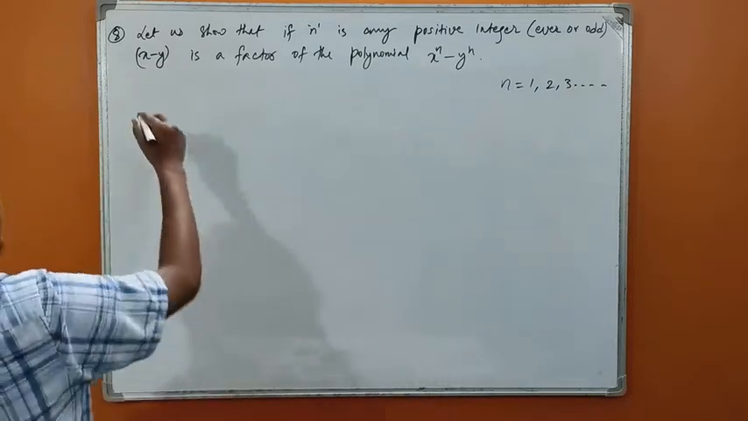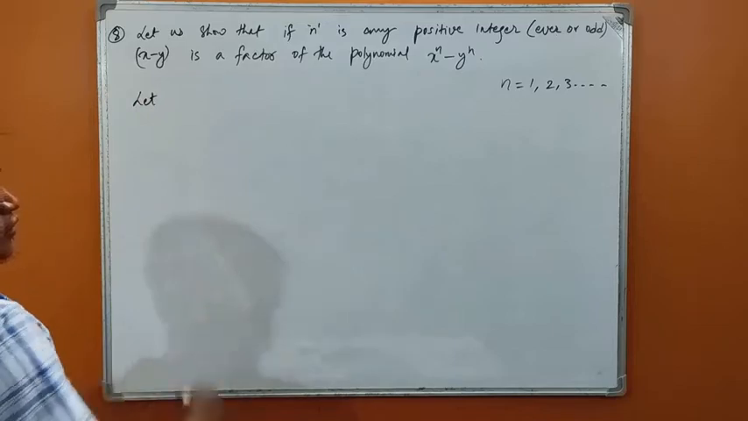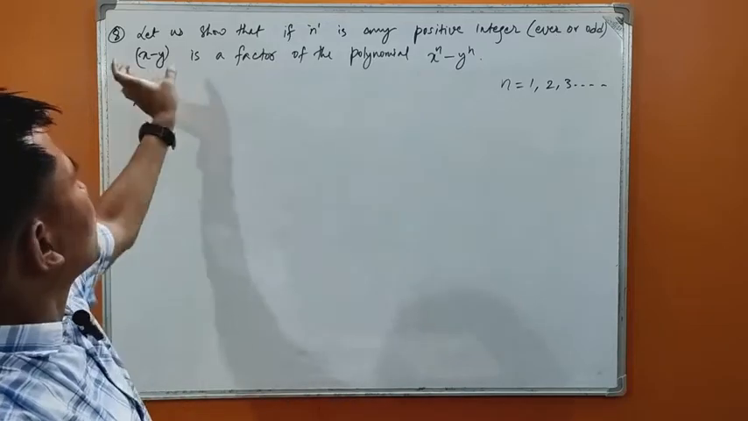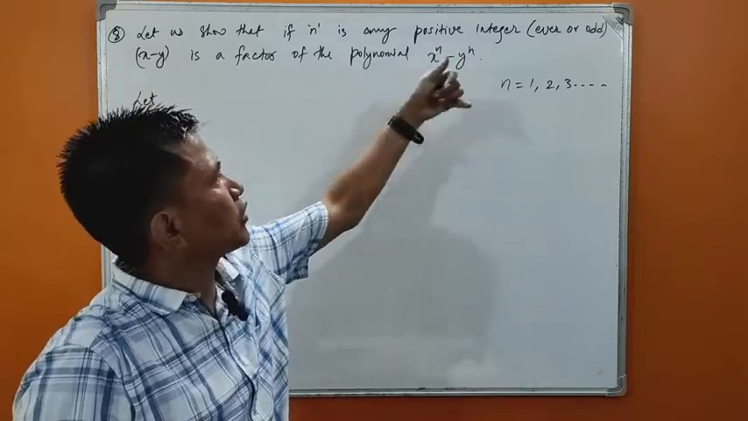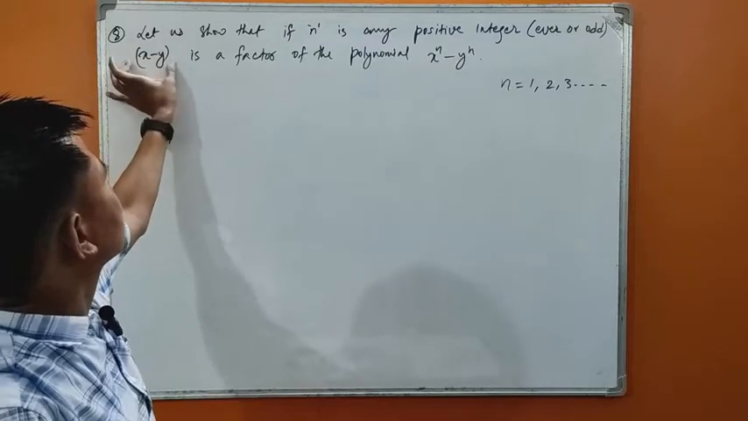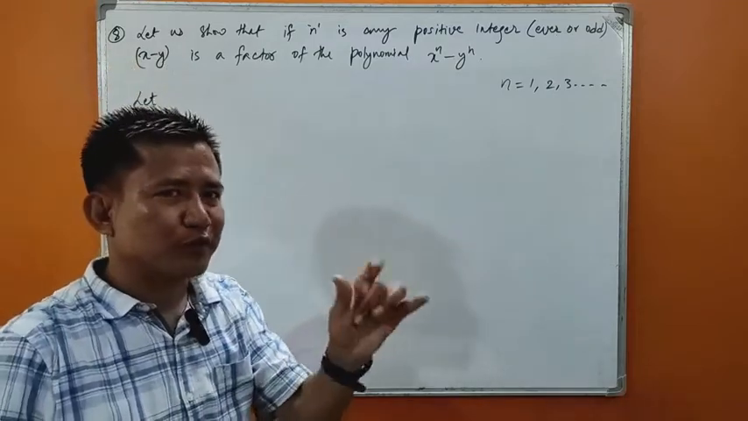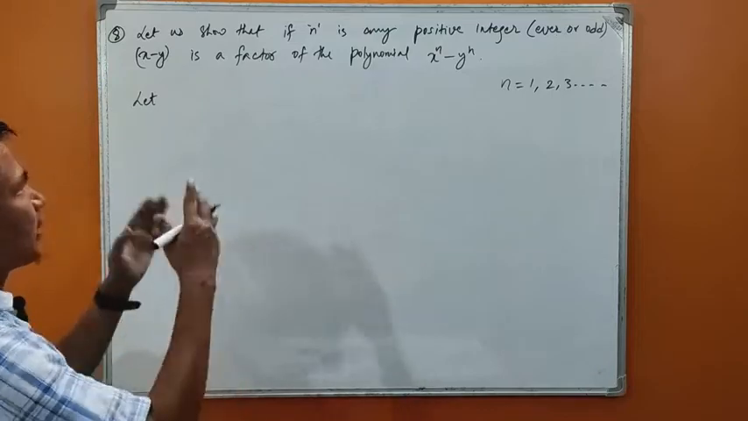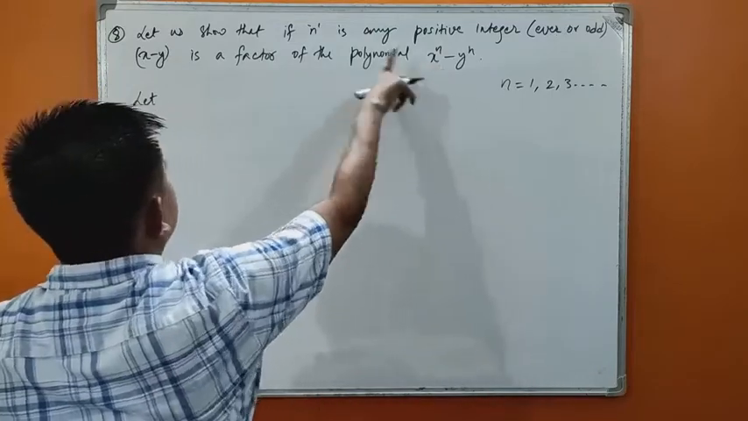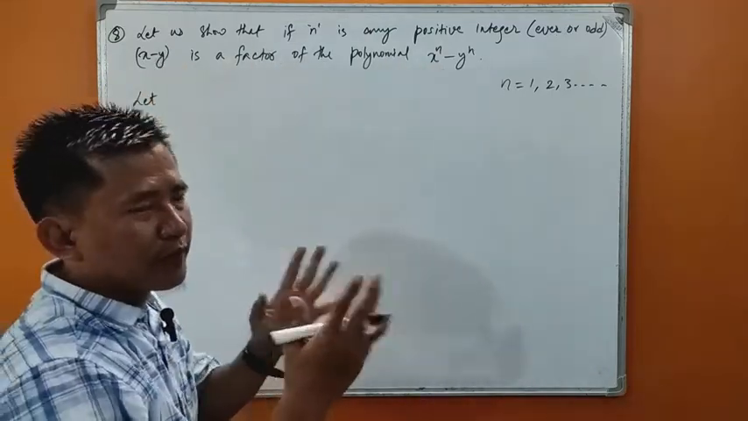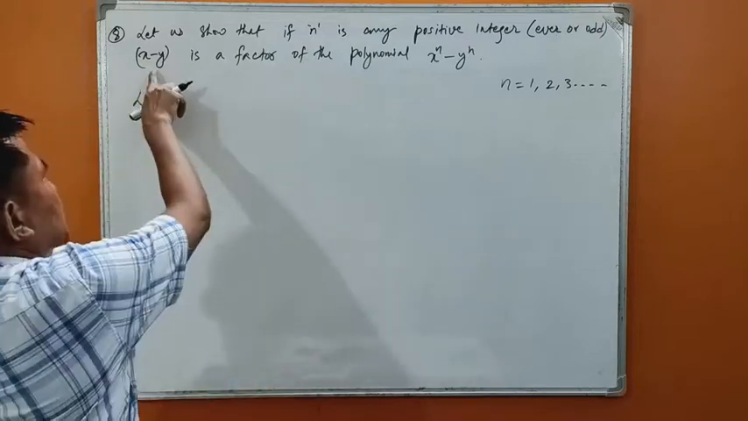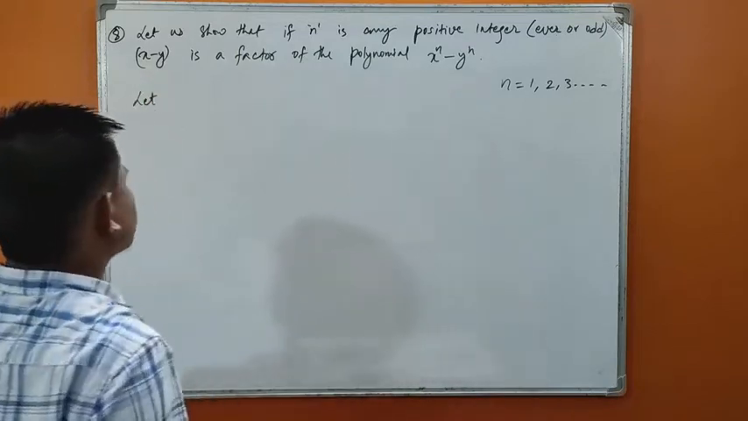Factor means we are asked to prove that when x to the power n minus y to the power n is divided by x minus y, then the remainder should be equal to 0. If we can prove that when this expression is divided by x minus y the remainder comes 0, then we can say x minus y is a factor of this expression, isn't it?